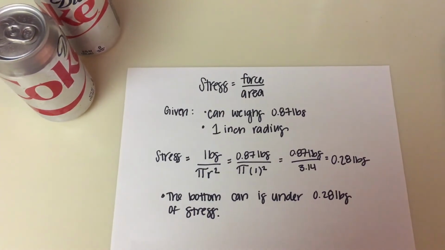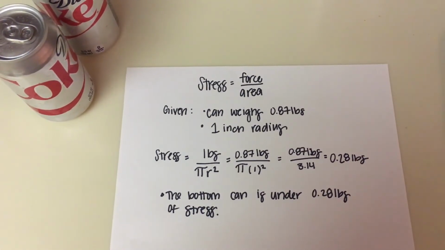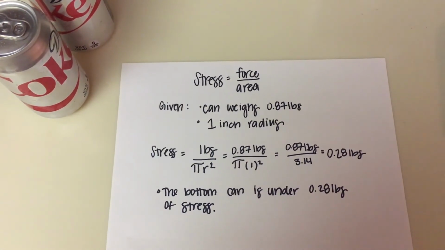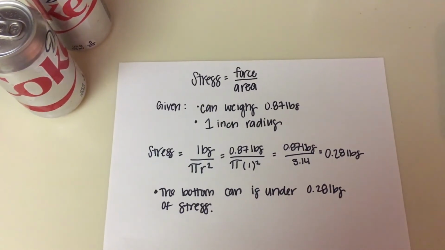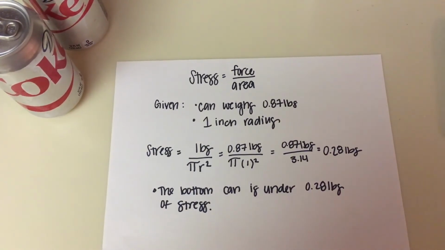And given that each can weighs 0.87 pounds and has a 1 inch radius, we can find stress by dividing the weight of the can by the area. This comes out to be 0.28 pounds. We can determine that the bottom can is under 0.28 pounds of stress.